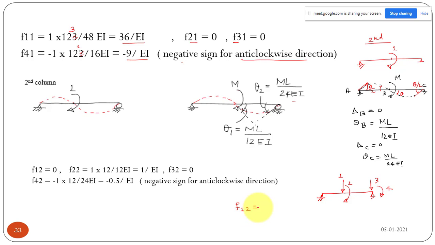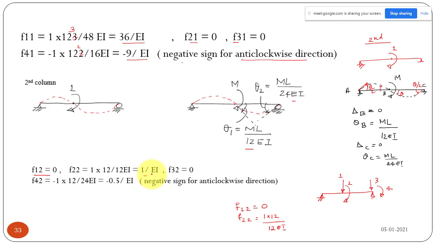So F12 will be 0, since the deflection is 0. And F22, the second coordinate, is a clockwise rotation, so it is the rotation at the midspan due to the unit moment at the midspan. That is given by ml by 12 EI. So m is equal to 1 and L is equal to 12, so 1 into 12 by 12 EI, so we will get 1 by EI.